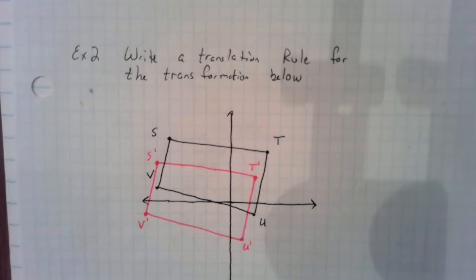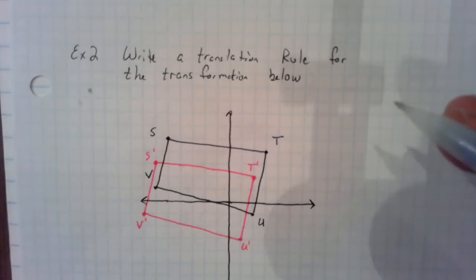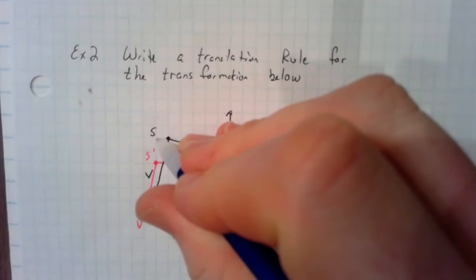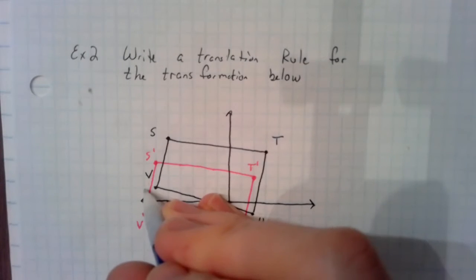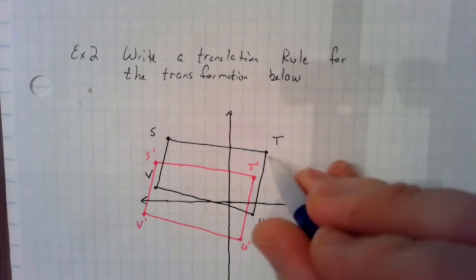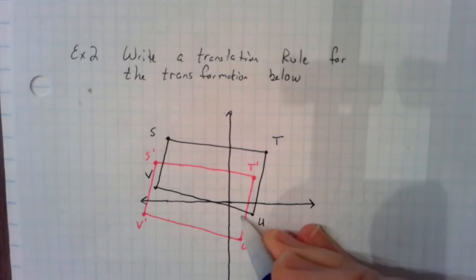Our next example is going to ask us to do this backwards. So here you can see we have the original image, S, T, U, V in black. And then there's some sort of translation that yields S prime, T prime, U prime, V prime. Okay? And so to figure out what that translation rule is going to be, we simply take a look at what the spaces are. So here I'm going 1 space to the left and down 2 to get to S prime. For V, I go 1 space to the left and down 2 to get to V prime. T, I go 1 space to the left, down 2 spaces to get to T prime. U, I go 1 space to the left, down 2 spaces to get to U prime.